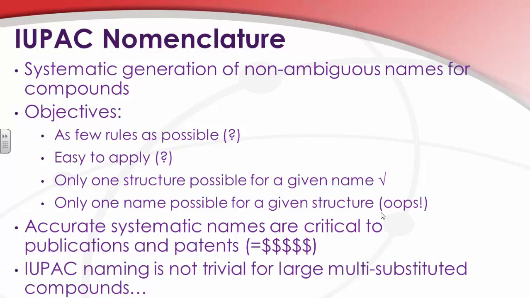Now, the IUPAC naming that we do will be fairly easy, especially once you get a handle on it. It isn't quite so simple for very large compounds with lots of different substituents. And so the rules have had to be revised many times over in order to make them more accurate and effective for different kinds of compounds.